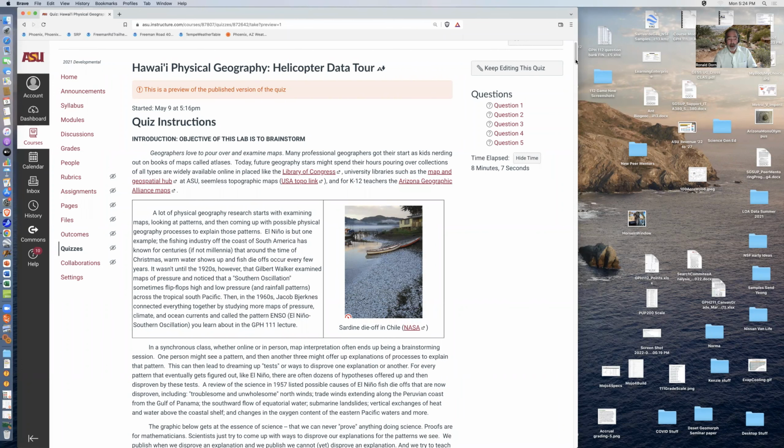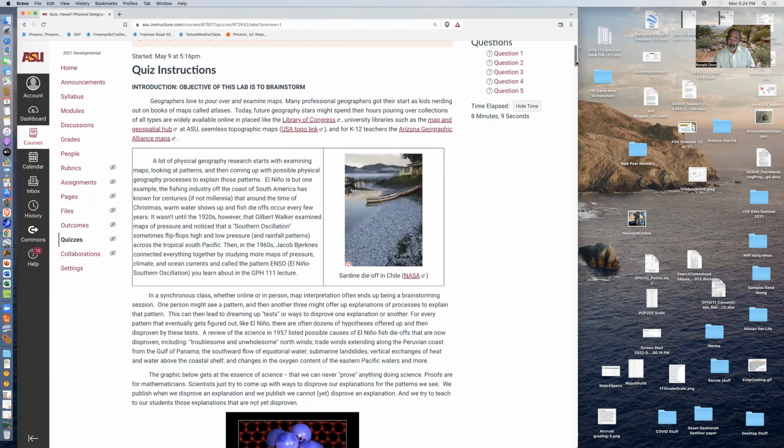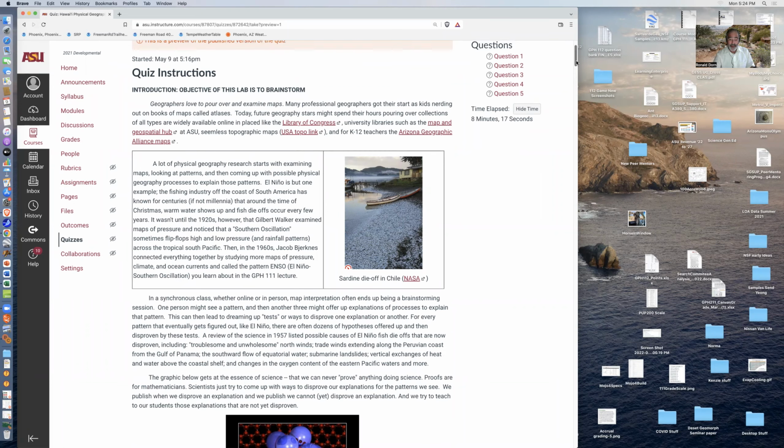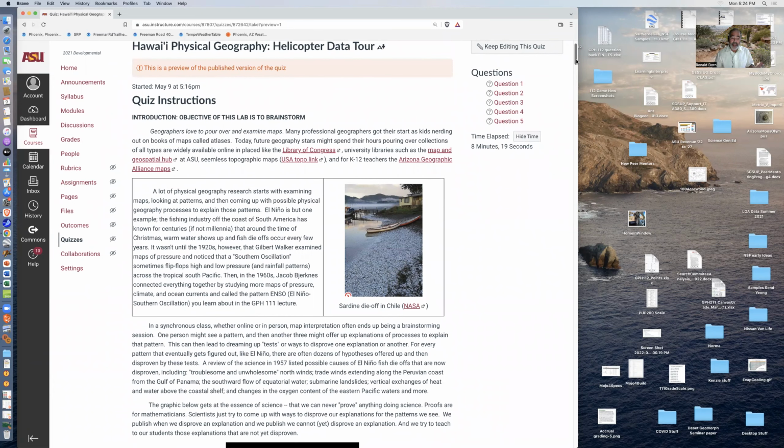There's a pretty long introduction to this first lab because it's intended to link what we're doing in the games to the idea of science. So physical geography is a spatial science. We love to examine maps. We love looking at patterns in maps.